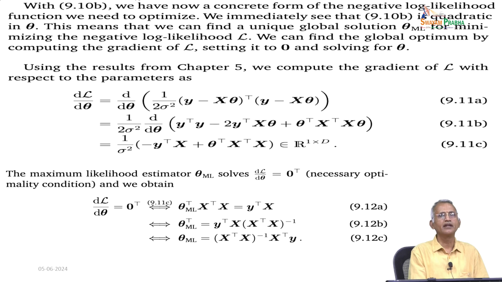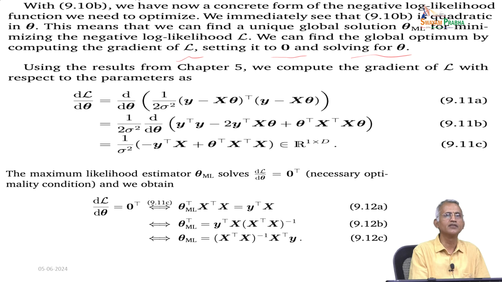So, we immediately see that 10b is a quadratic in theta. This means that we can find the unique global solution theta ML for minimizing the negative likelihood L. So, we can find the global optimum by computing the gradient of L, setting it to 0 and solving for theta.